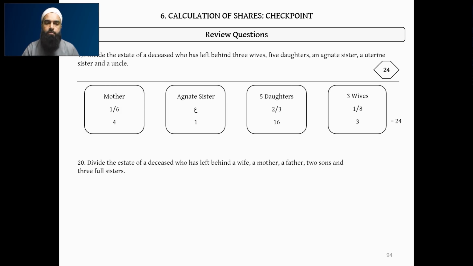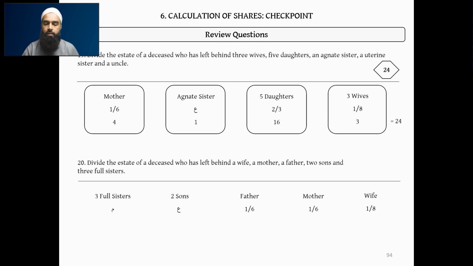Next, you've got a wife, mother, father, 2 sons, and 3 full sisters. Let's quickly do this one as well. Now to reveal the answer: 1/8 for the wife, the mother gets 1/6, the father gets 1/6. The 2 sons become the asaba, the agnatic shareholders, and the 3 full sisters receive nothing.